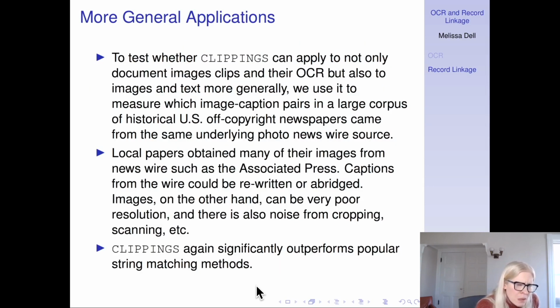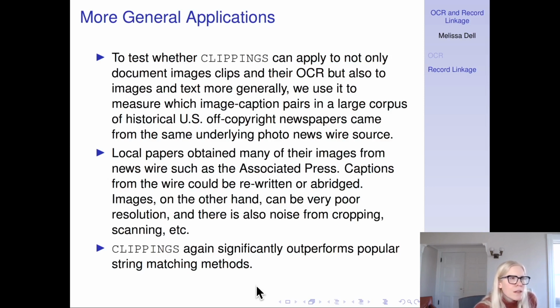Okay, more general applications. We'd like to test whether clippings can apply not only to document image clips and their OCR, but also to images and text more generally. So we apply it to the case of historical newspapers, where we want to know which image caption pairs in this very large corpus came from the same underlying photo newswire source.